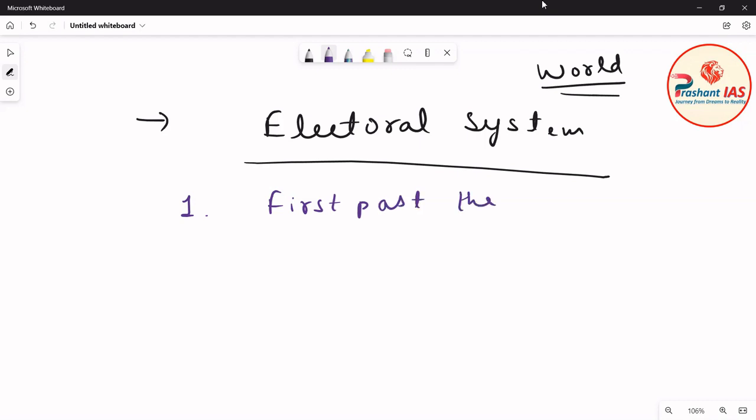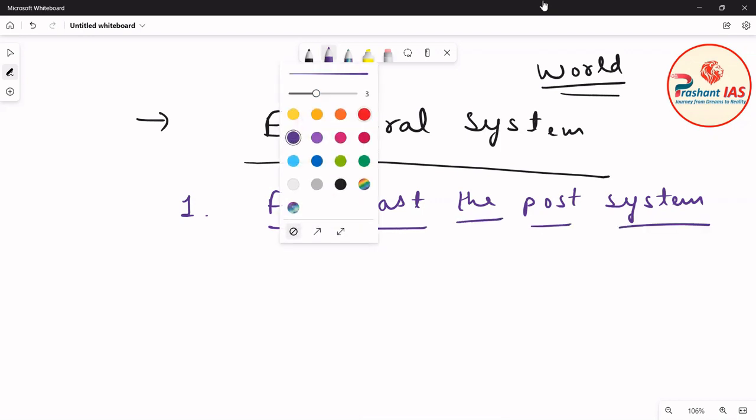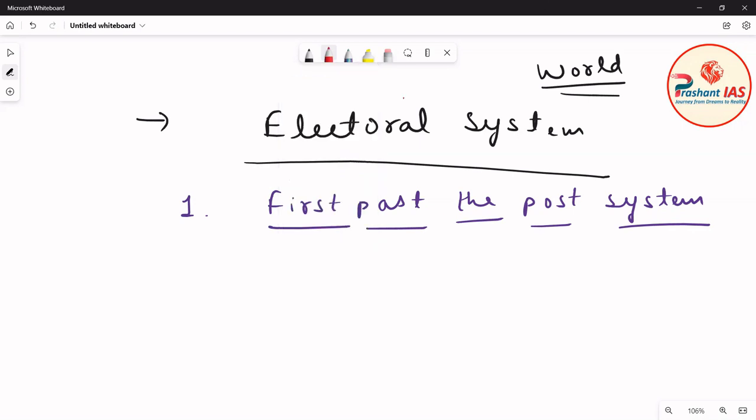Okay, so many of you must have heard about this system earlier also, and this is a very popular system used in the election practice, and this is actually used in India also. So this system becomes very important for us. Okay, so the first system is first past the post system. So in this class we will discuss about this system in a very detailed manner.